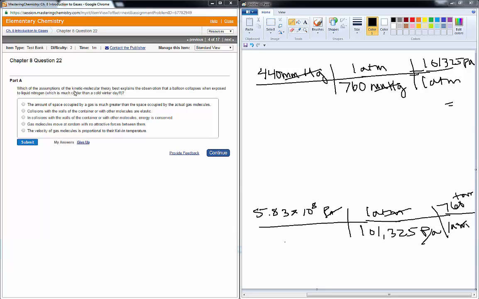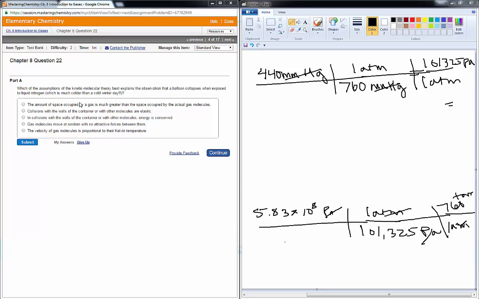Next, this question asks us about an assumption of the kinetic molecular theory and how it explains that a balloon is going to collapse if I make it very cold. And so if the temperature goes down, they're saying the volume goes down too. So why would that be?